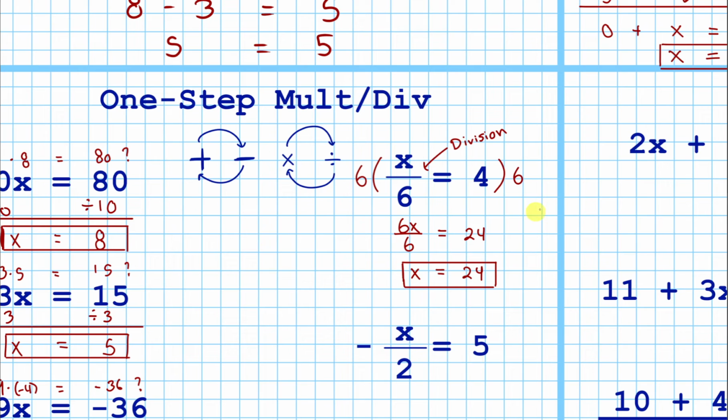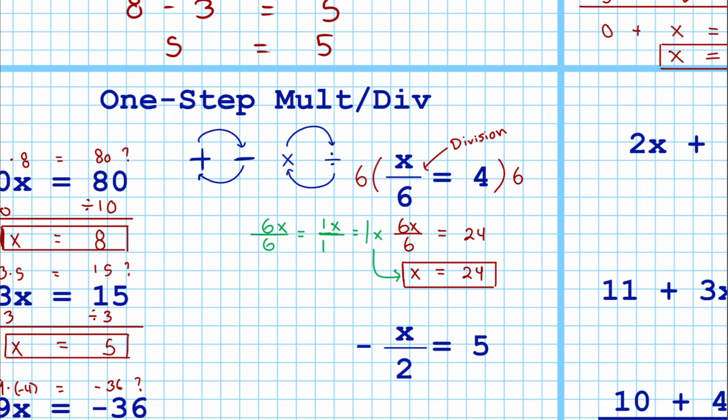Let me break that down, just for some of us who might be a little wary of that. What do you mean 6x over 6 just becomes x? Well, let's think about this. 6x over 6, I can simplify 6 over 6. 6 over 6 becomes 1 over 1, or rather 1x over 1. I'm simplifying. 6 over 6, the fraction, becomes 1 over 1. And 1 over 1 is really just 1, right? So 6x over 6 is really just 1 times x. x equals 24.